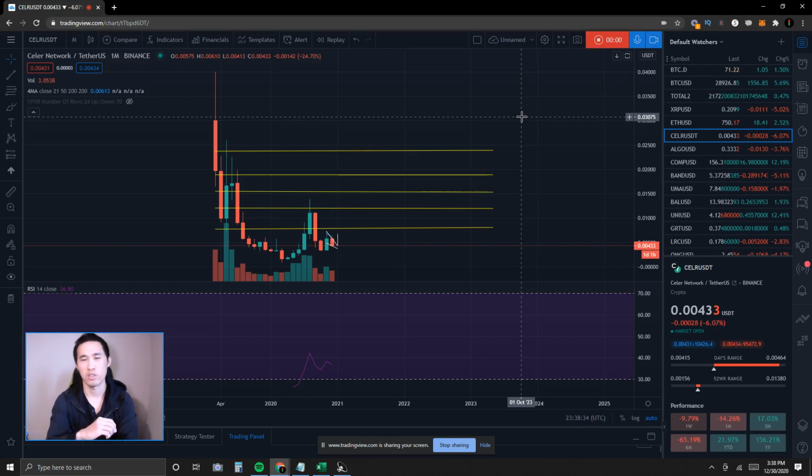Hey, welcome back. Today is December 30th, Wednesday, and in this post, I'll be telling you about the overall crypto markets really quickly before diving into Celer on USDT, Tether. I'll be telling you about the bullish and bearish case scenarios for today, as well as the short-term price prediction on this market, according to what I'm seeing on the charts.